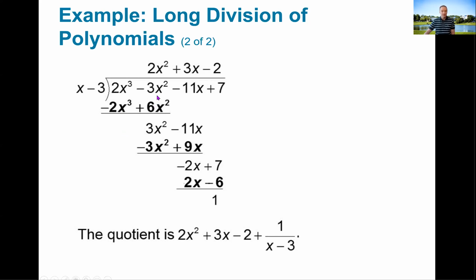And then I'll be left with negative 3x squared plus 6x squared for a positive 3x squared. I bring down my minus 11x. I could have also brought down my plus 7. Doesn't really matter. Now, in this next step, I say, how many times will x divide into 3x squared? Well, it'll go into 3x squared 3x times. So please notice you put a plus 3x right here. Now, 3x times x is a 3x squared. 3x times a negative 3 would give me a minus 9x.